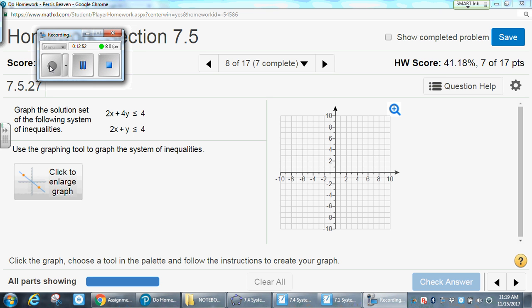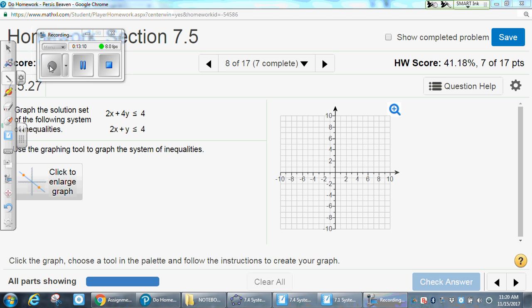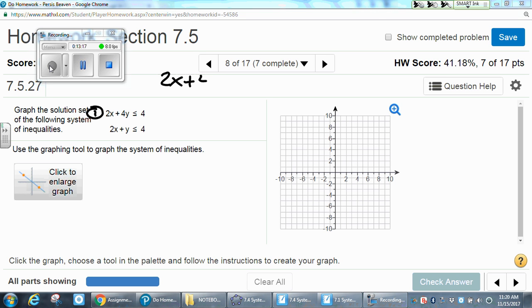For question number 8, we have a system, meaning we have more than one inequality. And so we're going to graph one at a time, and then the area that we are going to color is where they both intersect. So we can do the following. First, I'm going to take one of them and solve for y, like we've been doing. So this first one, 2x plus 4y is less than or equal to 4.